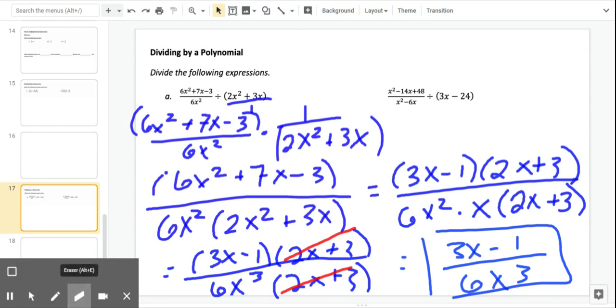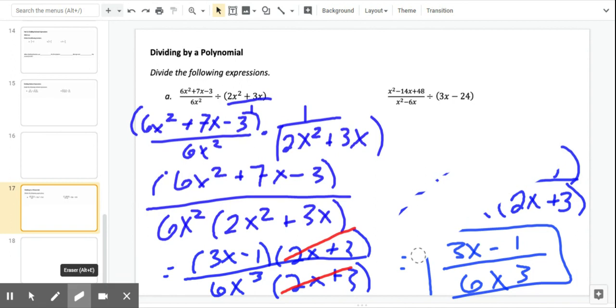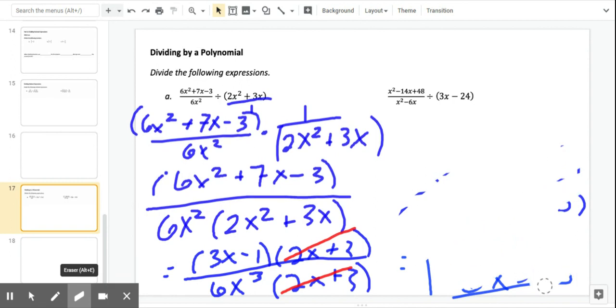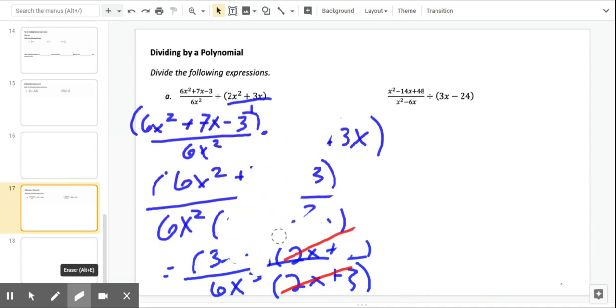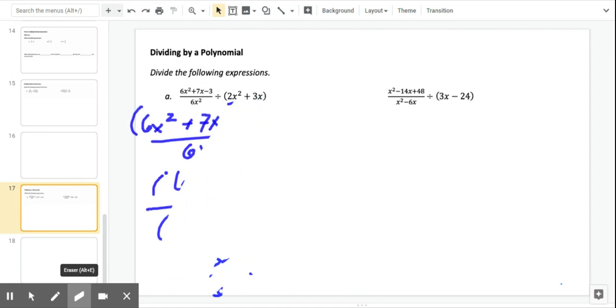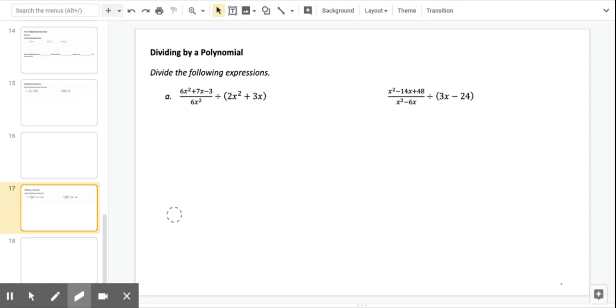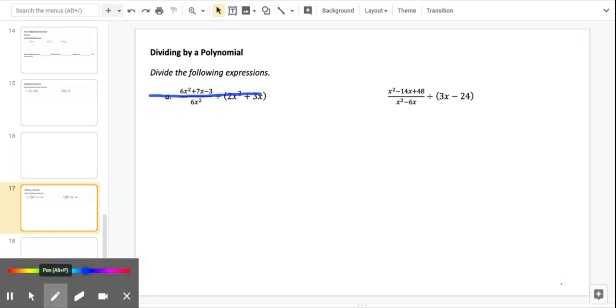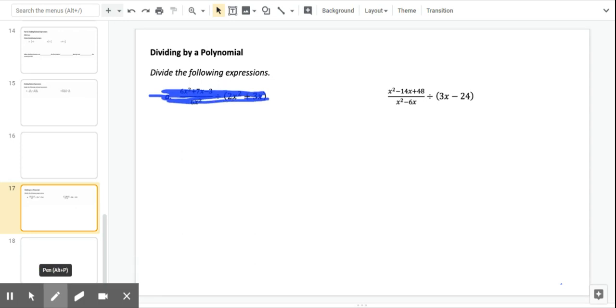So let's move on to part B. Last one in this whole section. Actually, this is the last set of notes we're doing all year. So this is the last example for the year.